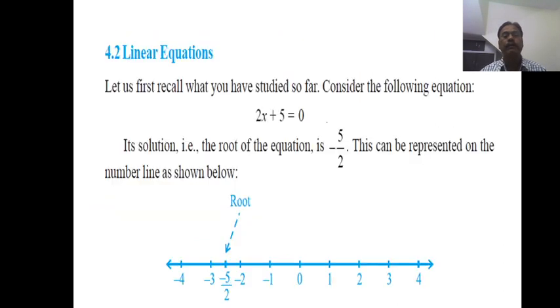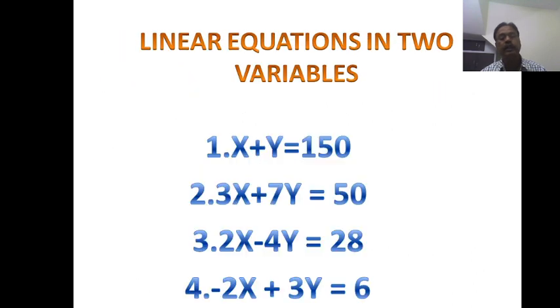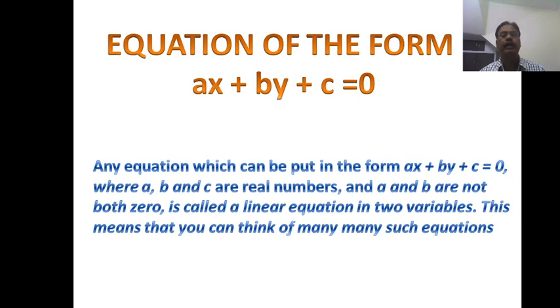Now the linear equation in one variable has only one solution. It is having a unique solution. But linear equation in two variables, it is having so many solutions. We can say that it is having infinitely many solutions. What are these solutions? We shall see it. Understand?